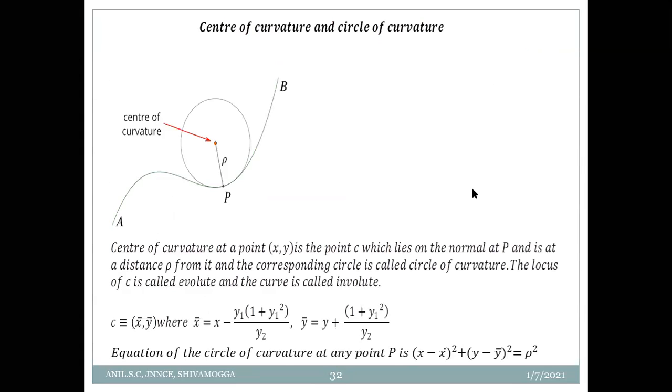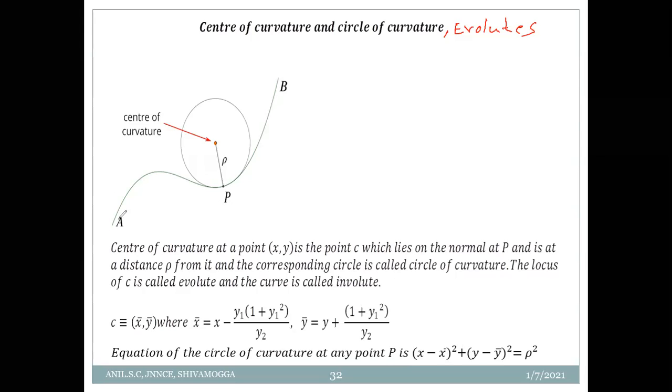Next, the last part of this module: center of curvature and circle of curvature. Center of curvature, circle of curvature, and evolutes.